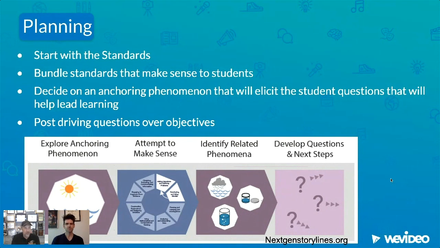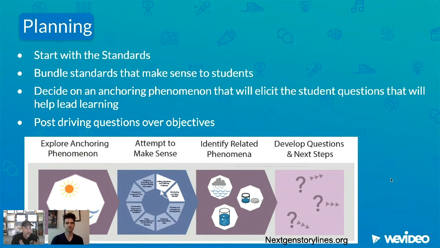So we start with the standards, we look at the big ideas, we bundle them together around phenomena that make sense. If you're looking at the penguin phenomenon, you can talk about ecology and behavior and how penguins live and what jobs they do and things like that. You can talk about evolution and how today's species came to be. You can talk about genetics and how we use genetics to answer scientific questions about penguins in zoos, for example.